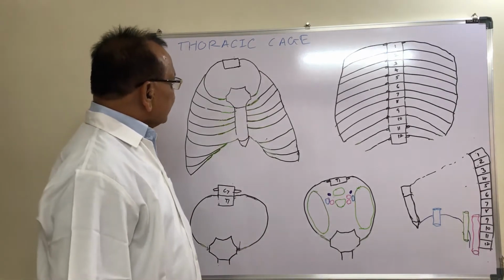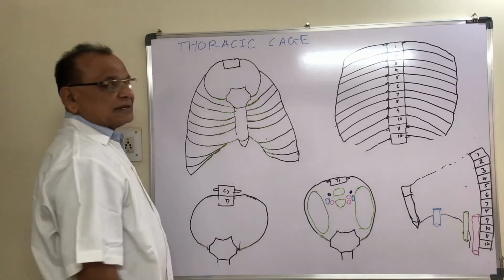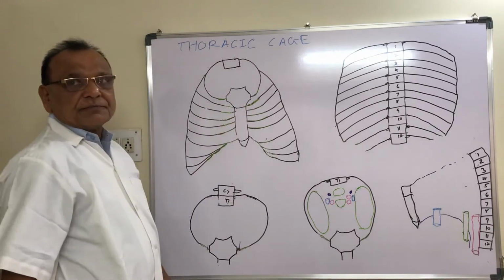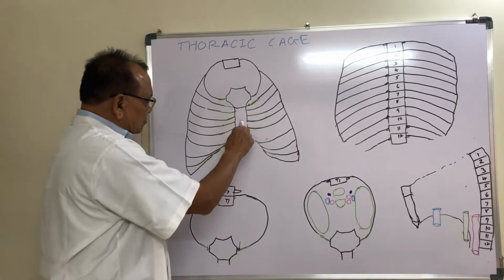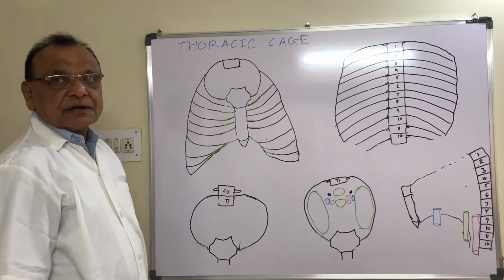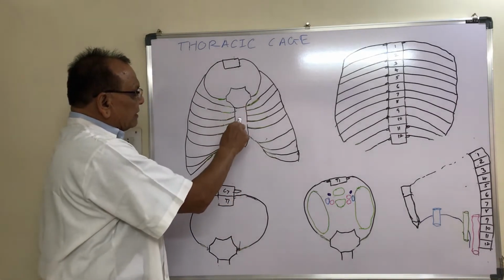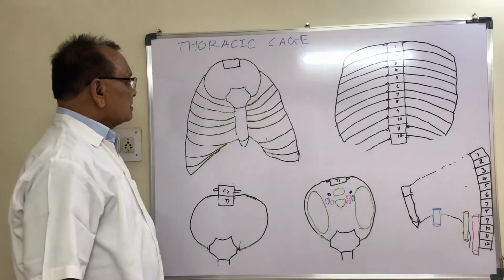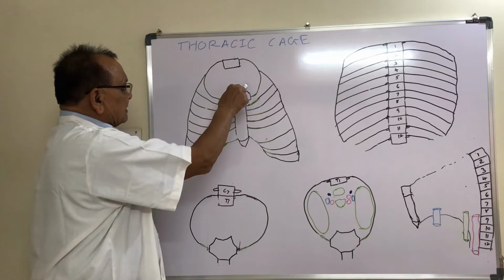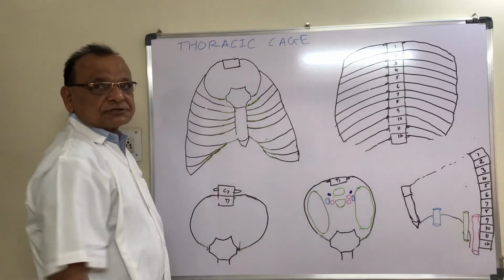Suppose we go into the details. This is the sternum, having three parts. This part of the sternum is called the manubrium. This part of the sternum is called the body, and this small part of the sternum is called the xiphoid process. So the sternum has three parts: manubrium, body, and the xiphoid process. The upper border of the manubrium is concave, and this concave upper border is known as the suprasternal notch.